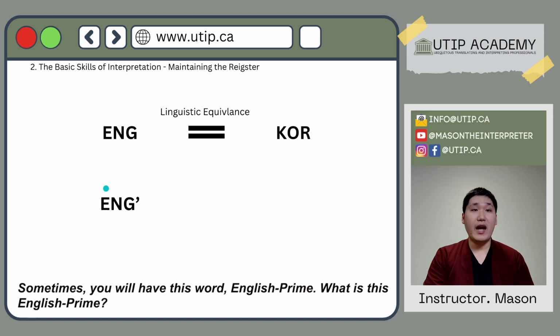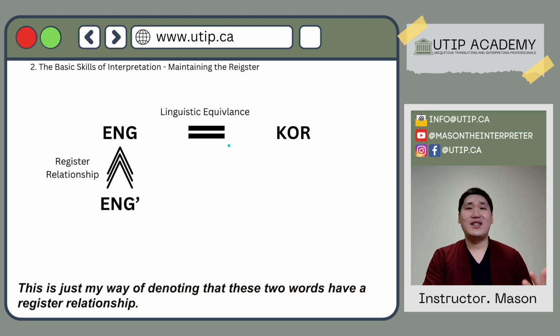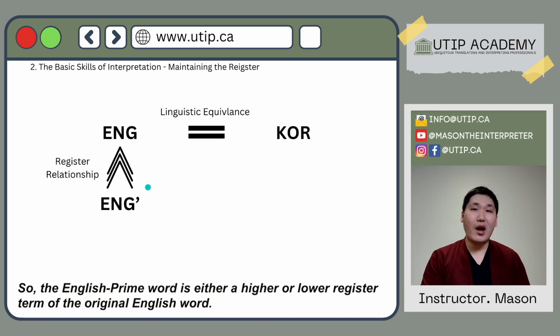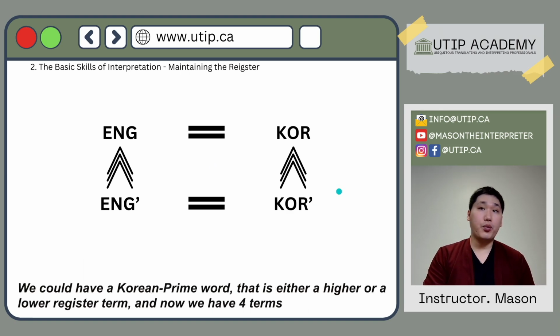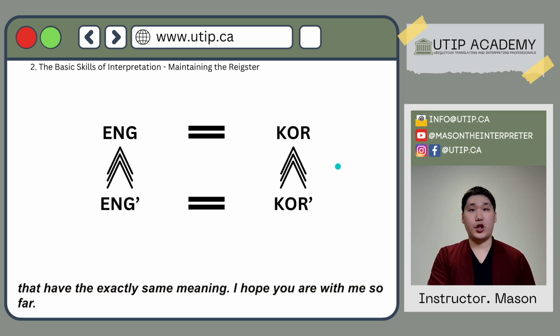Sometimes you will have this word, English prime. What is this English prime? This is just my way of denoting that these two words have a register relationship. So the English prime word is either a higher or lower register term of the original English word. The same could happen for Korean language as well. We could have a Korean prime word that is either a higher or a lower register term, and now we have four terms that have exactly the same meaning.